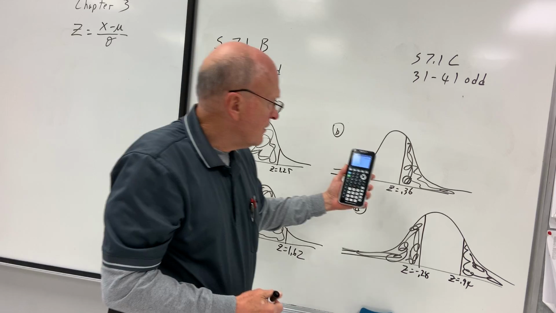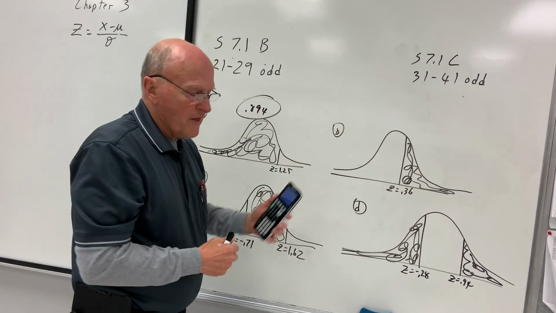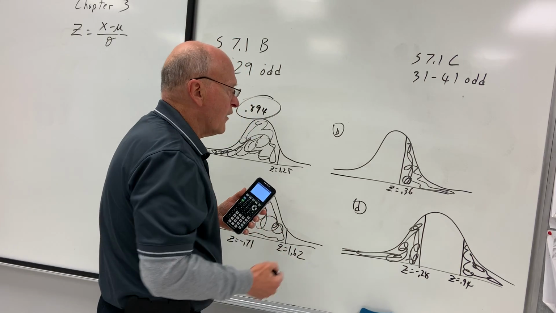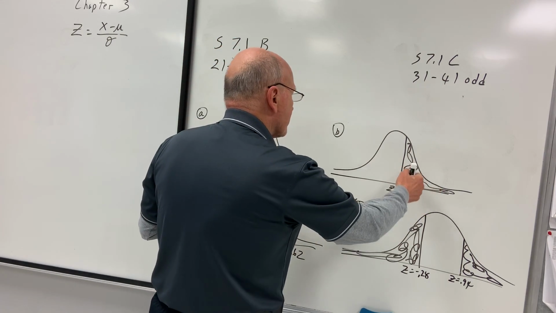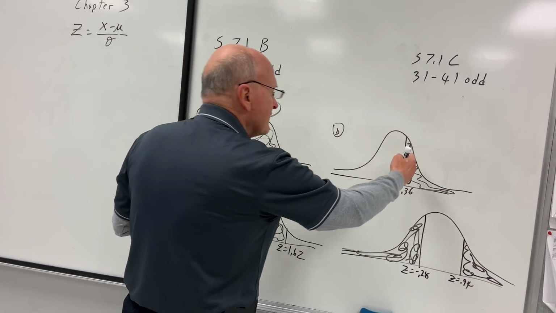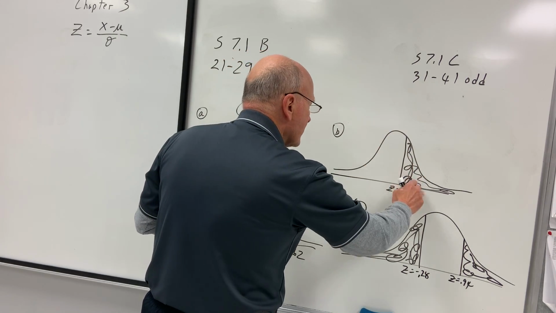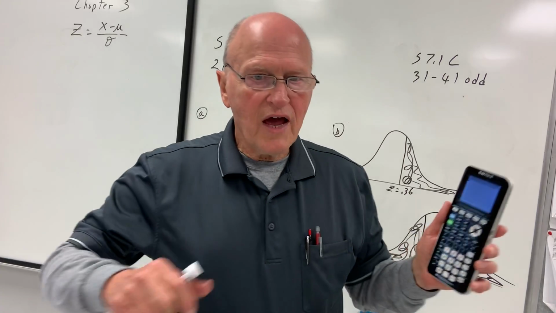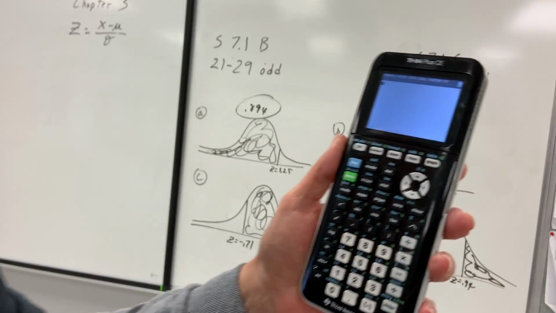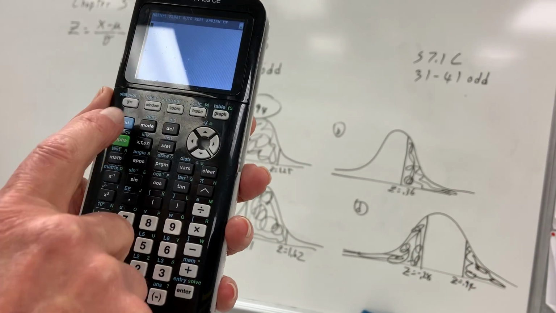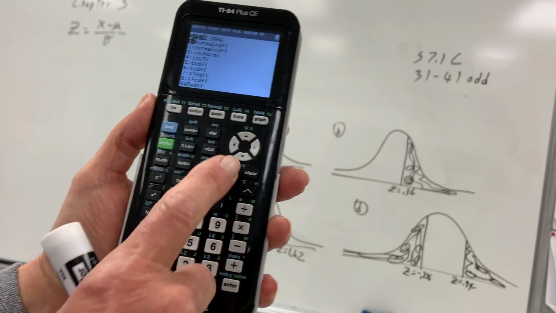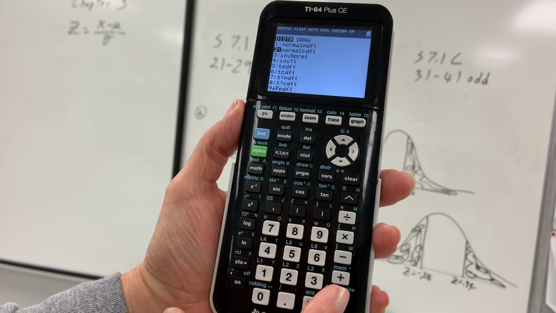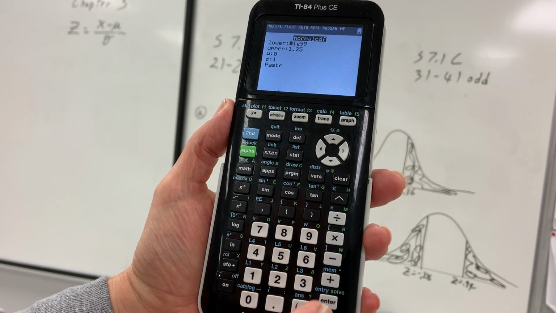Okay, now then we're going to do B on that. And for B, we're trying to find the part of the normal curve that's shaded in right here. And so we're going to go back and do it the same way, only we'll just plug in different values. So here we go. We go back to second, distribution. And again, we come down to number 2. You can either come down and hit it, or you can hit number 2.